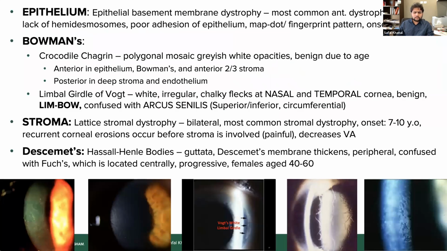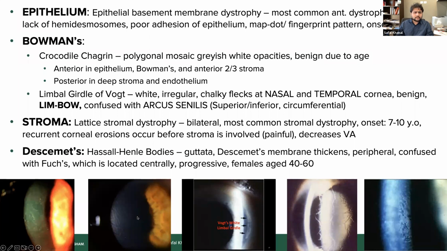Now let's look at some of the important conditions in the cornea, classified by layers of the cornea. In the epithelium, you have your epithelial basement membrane dystrophy, which is the most common anterior dystrophy. This is often a result of a faulty basement membrane due to the lack of hemidesmosomes, and this causes a poor connection between the epithelium. And often you can see the map or fingerprint pattern here.